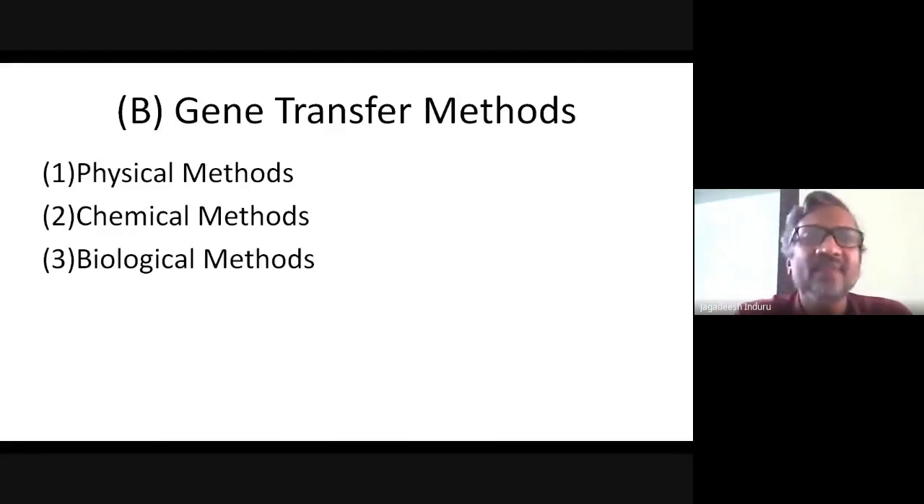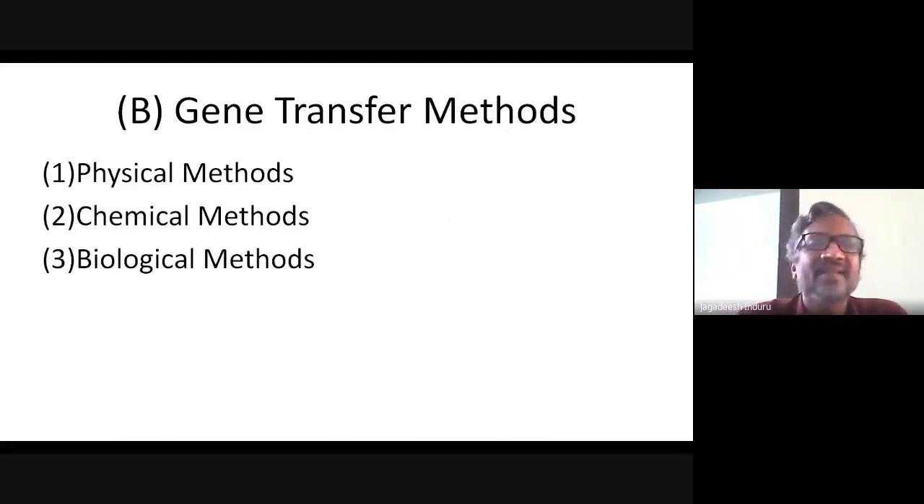Then we need to decide the transfer method of the particular corrected gene into the diseased person, that is the host. So how to do it? So we have seen that there are three methods. One is physical, and chemical, and biological method.